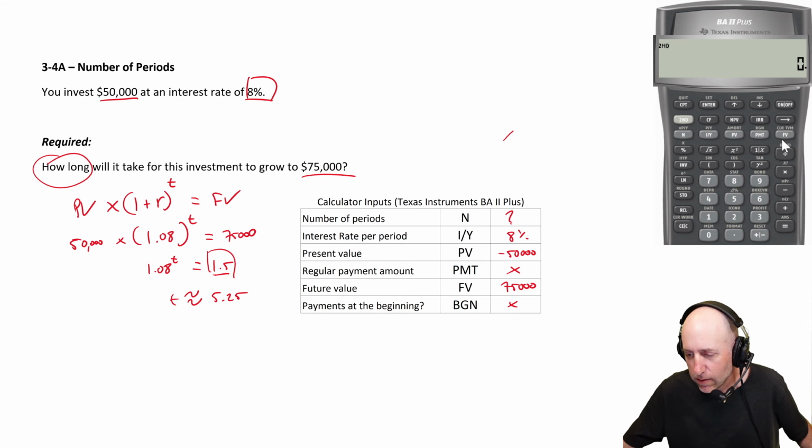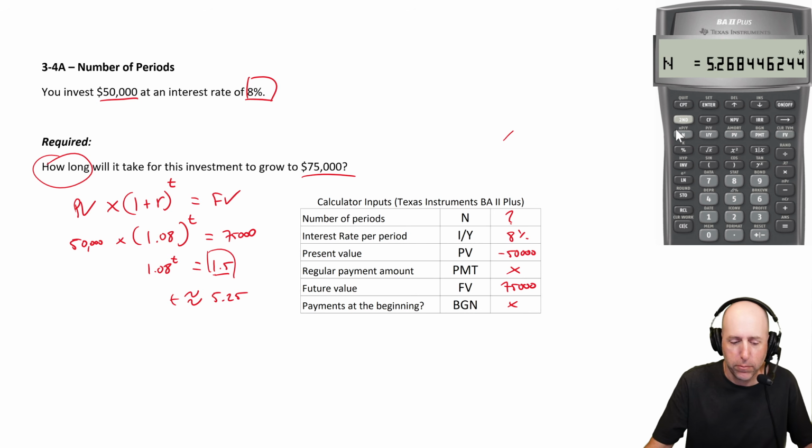So let's punch in our numbers. I always clear memory to the best of my ability. And I go 8 is my I/Y. 50,000 negative is my PV. 75,000 positive is my FV. And that's everything. PMT is 0. I think I put in 75 as PMT there by mistake. Anyway, now I've fixed my PMT. Now we want to compute the number of periods. So I say compute N, and I get 5.268.